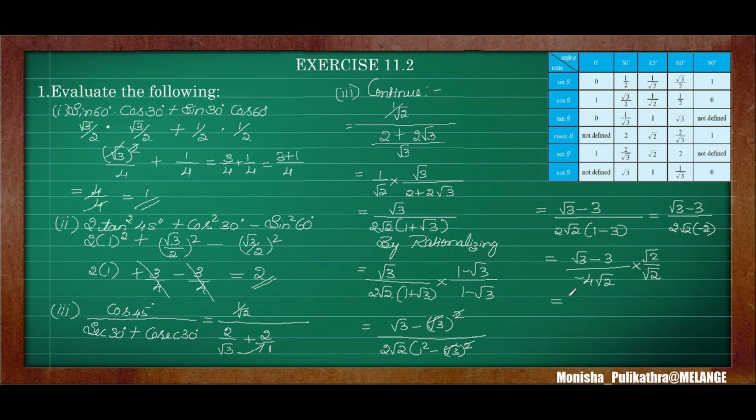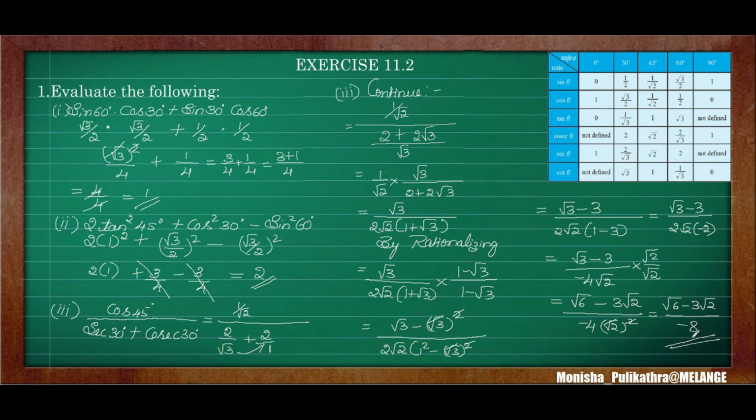Okay. So next, root 3 into root 2 is root 6. So root 3 into 2 is root 6, minus 3 into root 2 is 3 root 2, divided by minus 4, right, as it is. Root 2 into root 2 is root 2 whole square. Okay. Here this gets cancelled. So the remaining is root 6 minus 3 root 2 divided by, here 2 remained. So minus 4 into 2 is minus 8. So this is the answer.